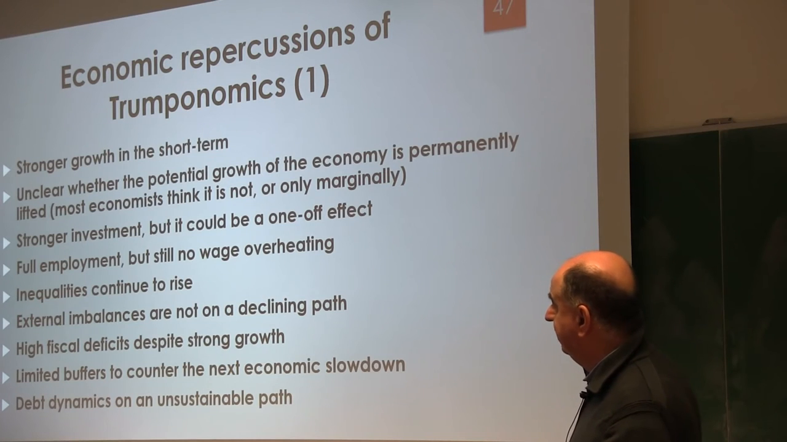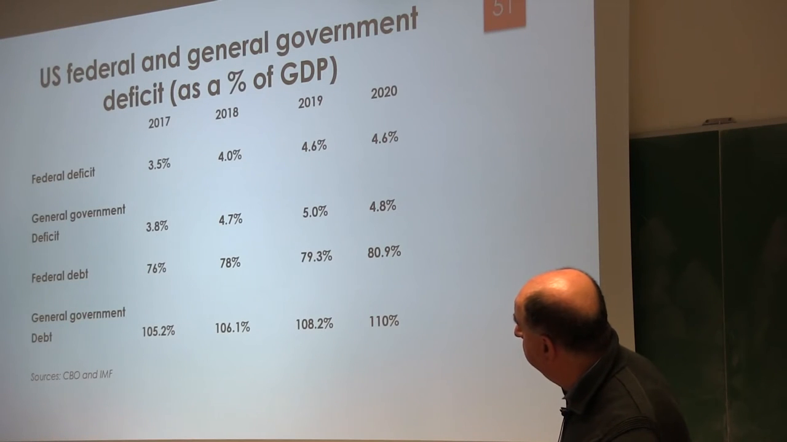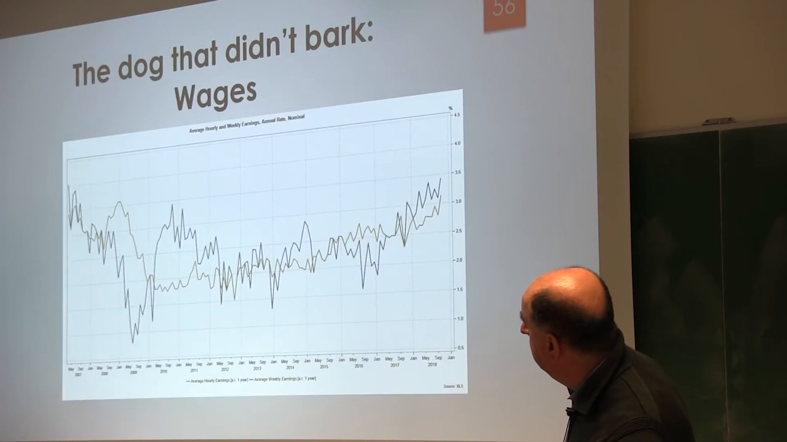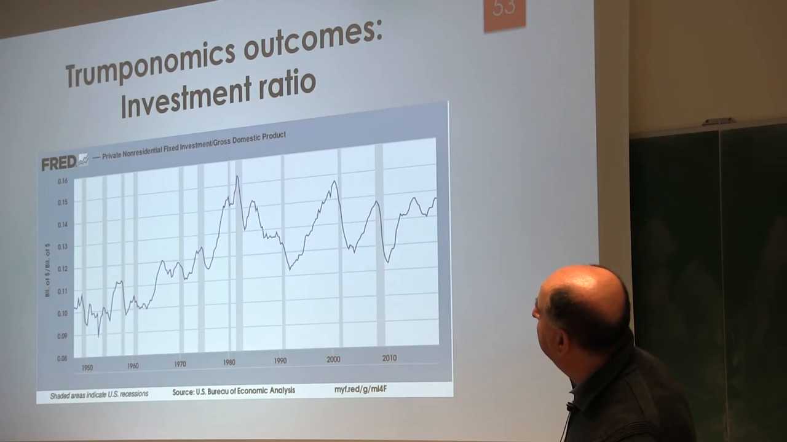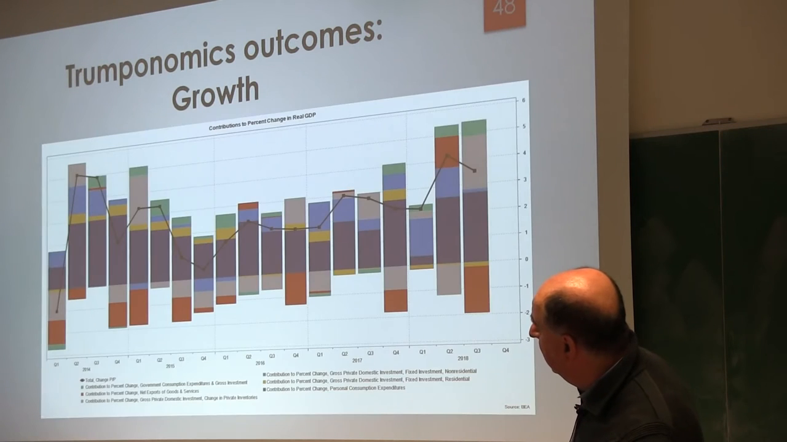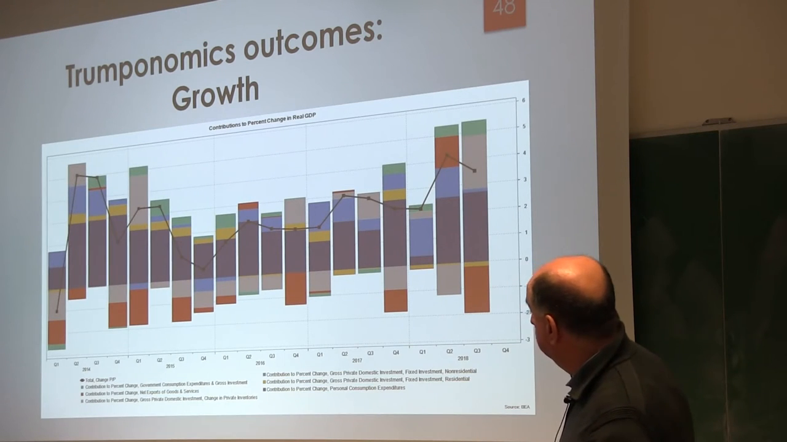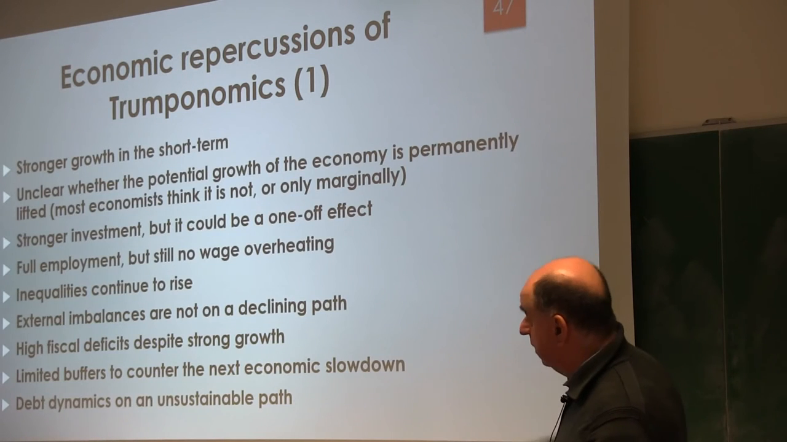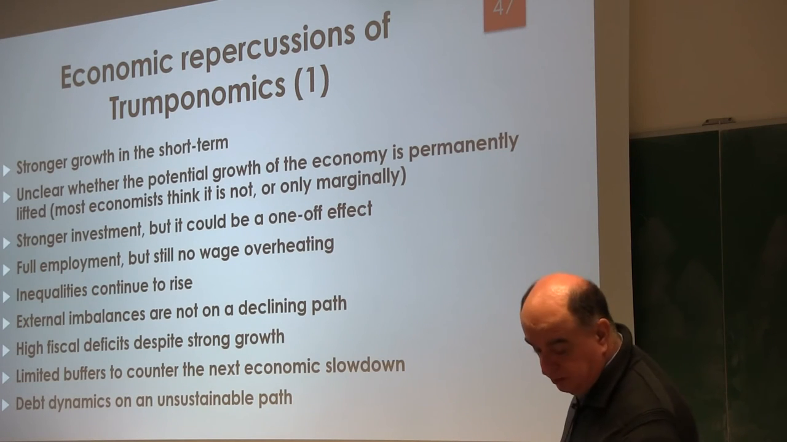Full employment, but still no wage increases. Inequalities continue to rise. We saw that before: inequalities, after a decline, are increasing again, but the data are not there for 2018 yet. So the effects of the tax cut are not there, but inequalities were already increasing in 2017. External imbalances are not on a declining path. There are high fiscal deficits despite strong growth and limited buffer to counter the next economic slowdown, plus debt dynamics that are on an unsustainable path.